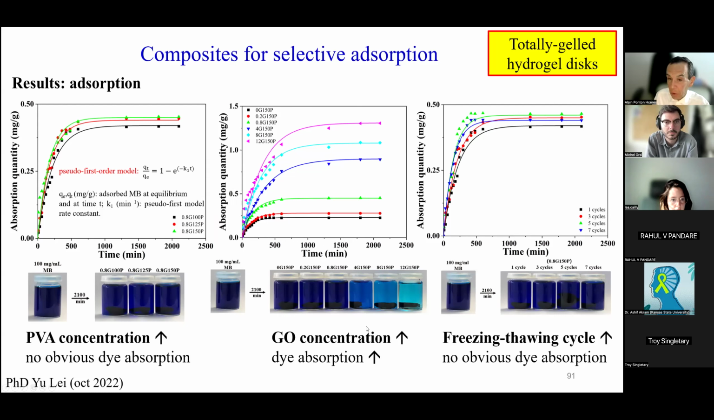And in this case, we can explain this by electrostatic interaction between methylene blue, which is a cationic dye, and graphene oxide, which is negatively charged.